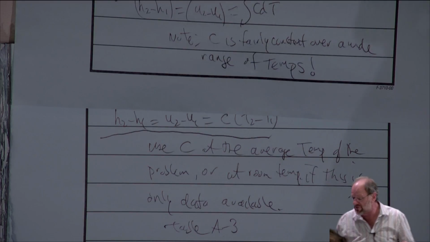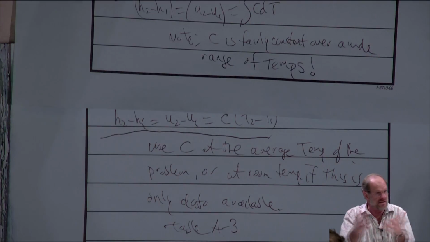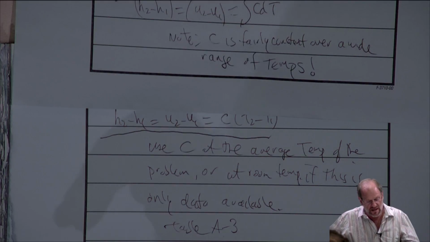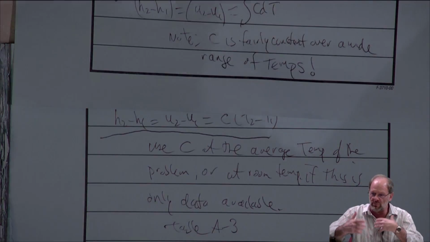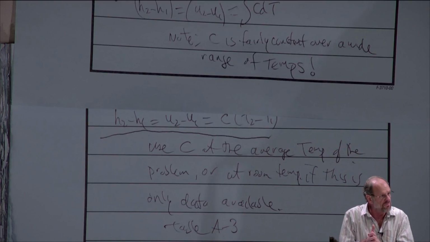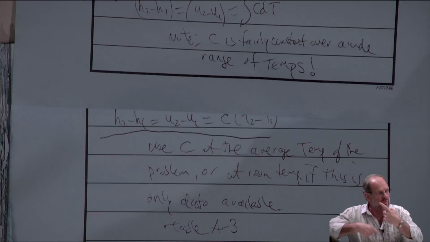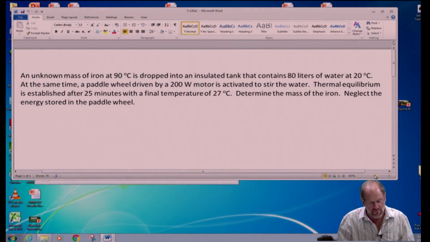In this particular problem, we have a certain mass of iron. It's at 90 degrees Celsius, and it's dropped into an insulated tank that contains 80 liters of water at 20 degrees Celsius. So what's going to happen is that the iron's going to cool and the water's going to heat up. It says that a paddle wheel driven by a 200-watt motor is activated to stir the water, which is also common. You improve heat transfer by creating some motion. This is called convective heat transfer. You'll learn about that in your 415 class. But nonetheless, this paddle wheel starts the water moving, and it says that it's activated for 25 minutes. And then finally, you reach equilibrium at 27 degrees Celsius.